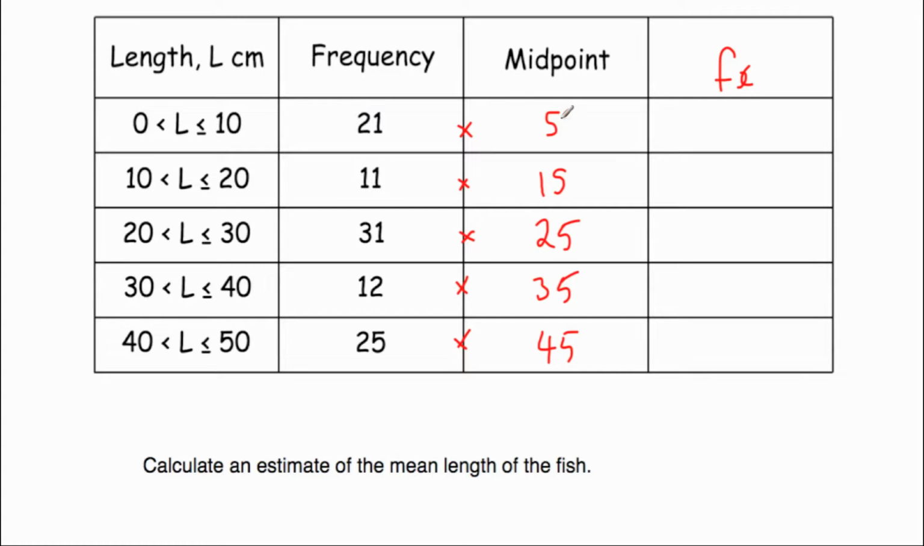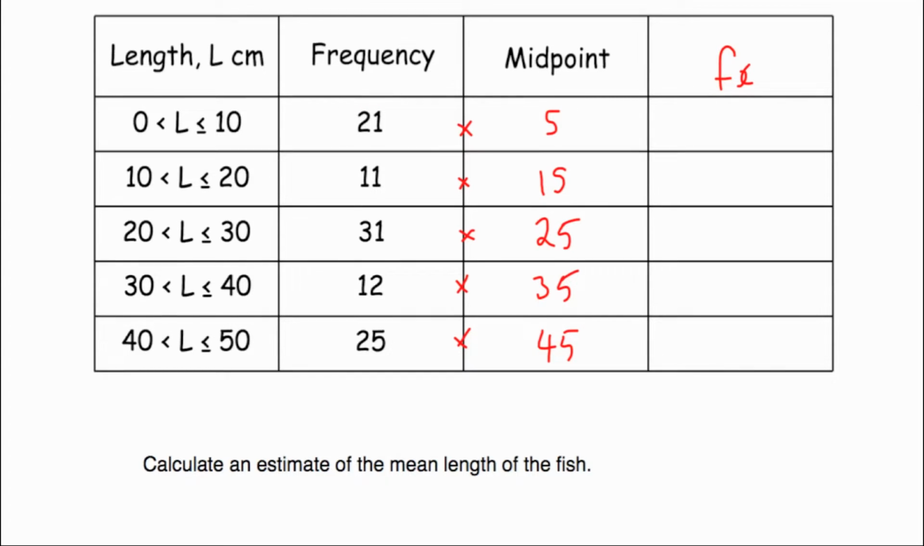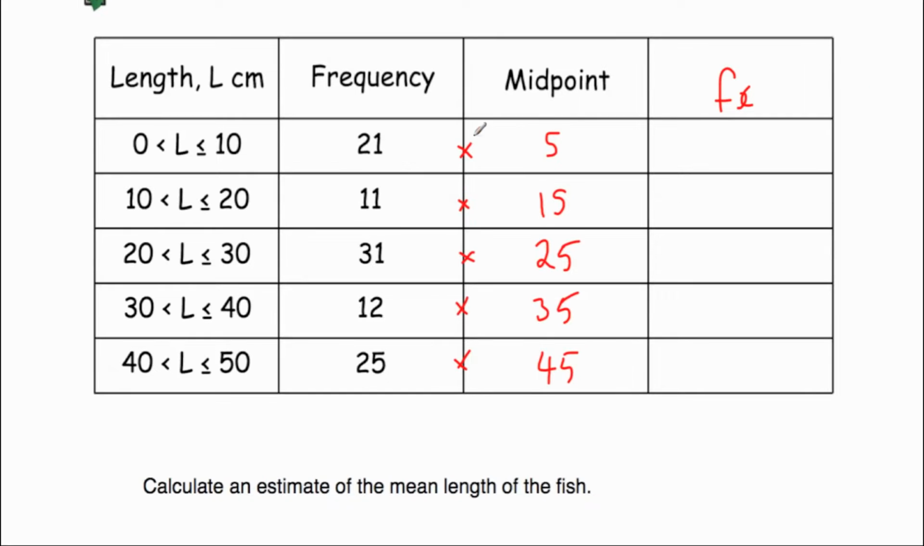So 21 times 5 is, and this is a calculator question, 21 times 5, that's 105. We're going to do 11 times 15, that's 165. We're going to do 31 times 25, and that gives us 775. We're going to do 12 times 35, and 12 times 35 is 420. And finally, we've got 25 times 45, and 25 times 45 is equal to 1,125 centimeters. So we've now completed the fx column.